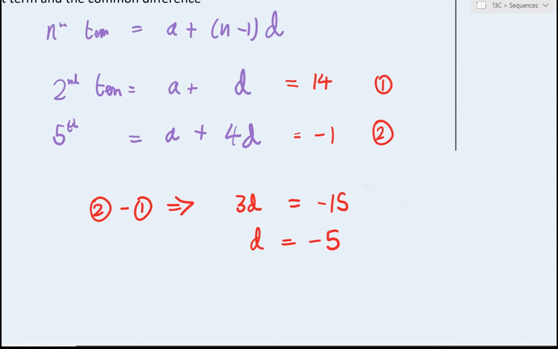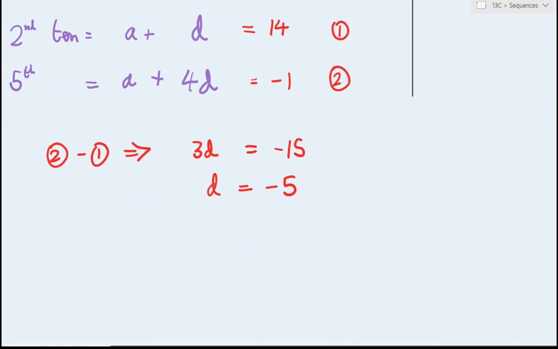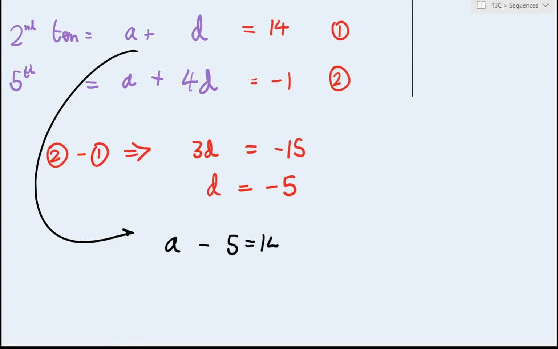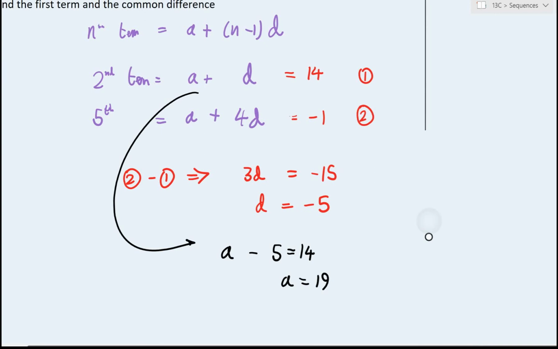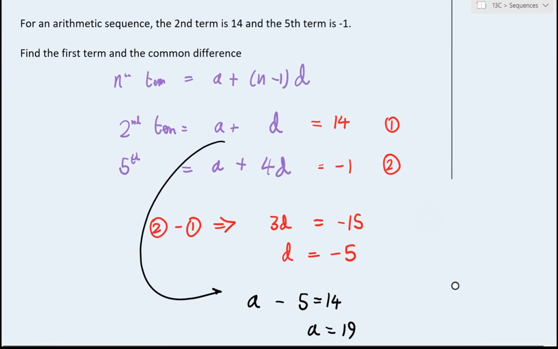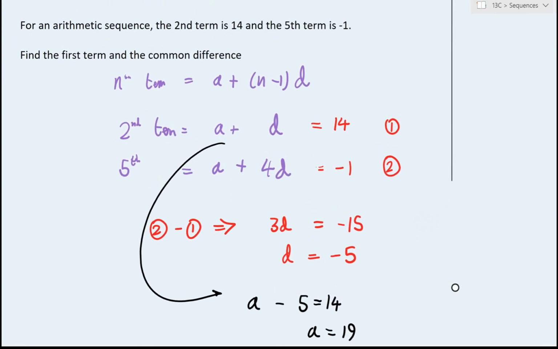I also need a, so let's just copy the first formula down again and substitute in what we know. So a minus 5 equals 14, therefore a equals 19. Okay, not too hard, but it does often come up. It is a skill you should remember and you should need to know.